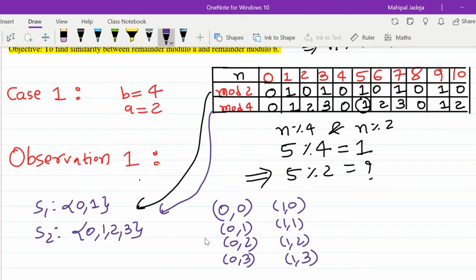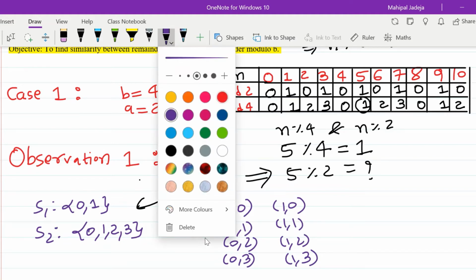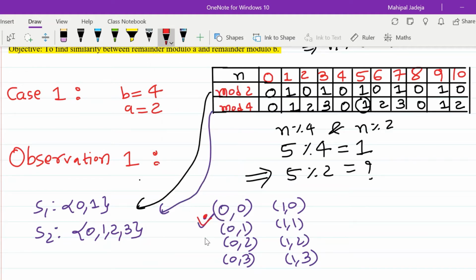But if you observe carefully, out of these 8 pairs, only 4 pairs are present in this table, right? So let's verify. You can check 0,0 is present. This first combination, 0,0, is present. 1,1, this combination is present. 0,2, this combination is present. And 1,3, this combination is present. Other combinations are not possible. You can verify this: 1,0 is not present, 0,1 is not present, similarly 0,3 is not present, and 1,2 is not present. So that means out of 8, only 4 combinations are possible.